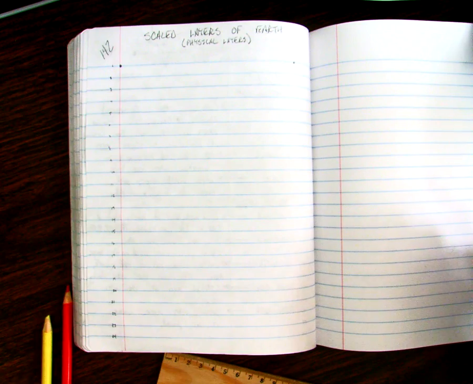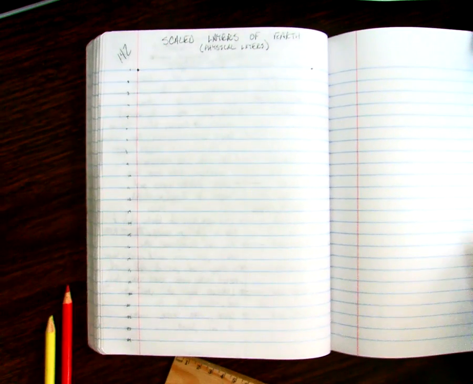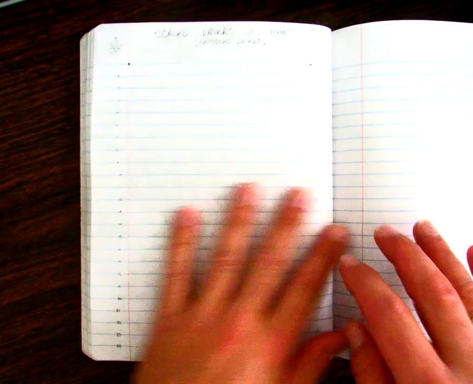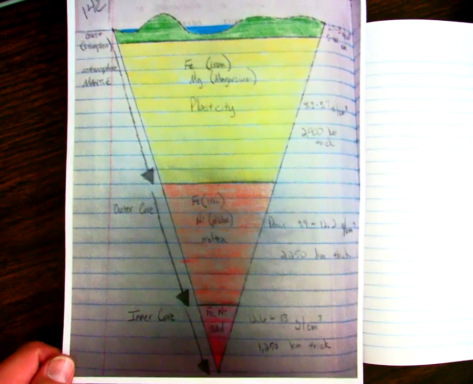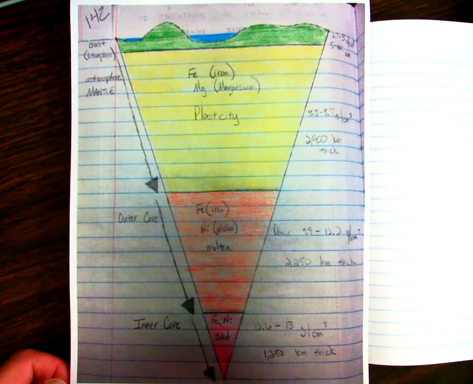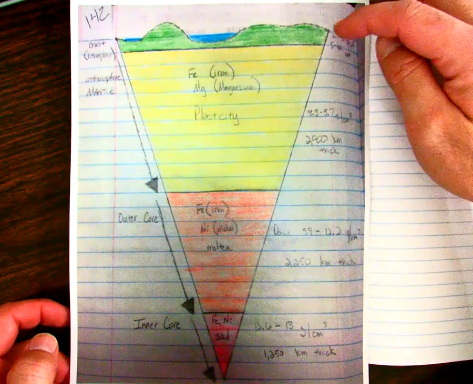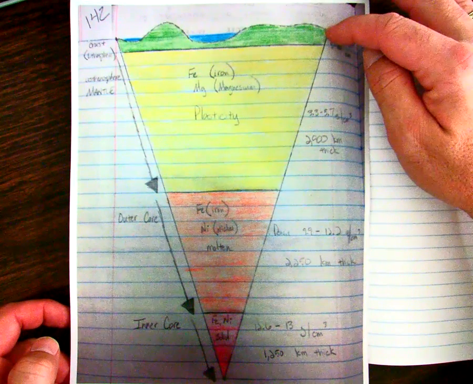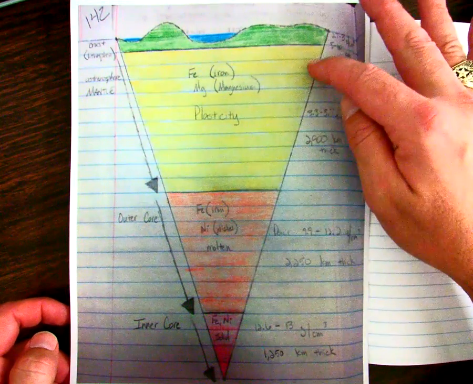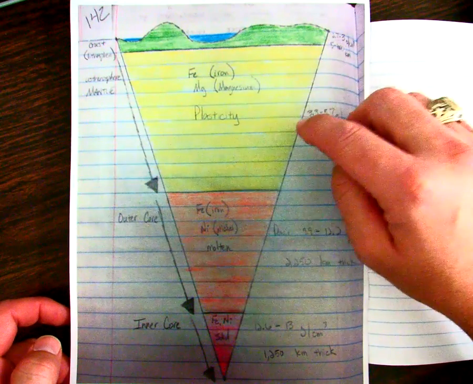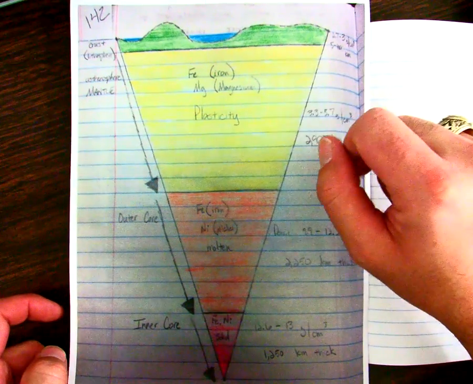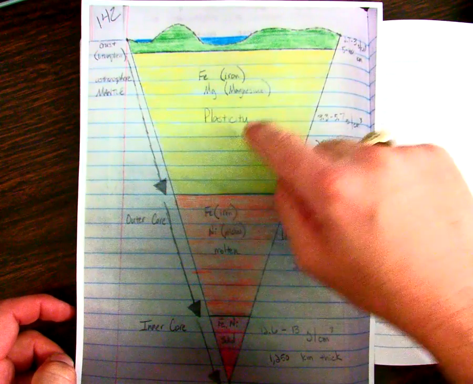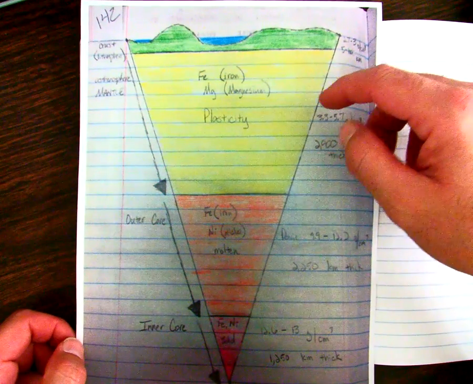So in your interactive notebook, on page 142, I'm going to show you what we're going to make, and then I'm going to show you how we're going to make it. So here's our objective. This is what we're looking to make right here. We have the crust, which has continental crust and oceanic crust, and then we have our mantle, which has certain specific physical properties, like it's made of iron and magnesium, and it has plasticity, which means it's solid rock, but it slowly moves over time.